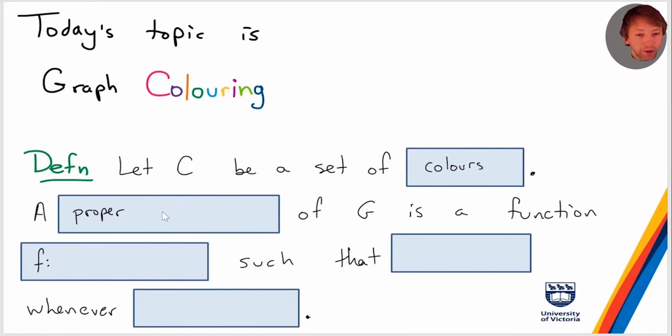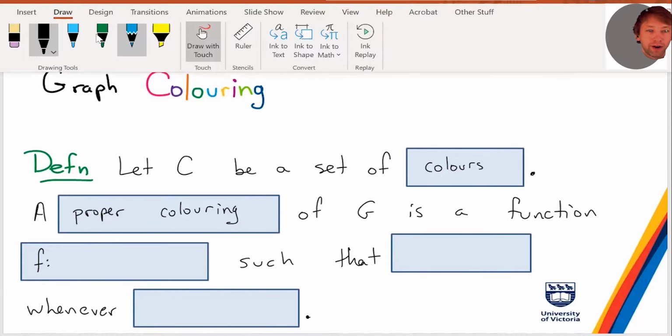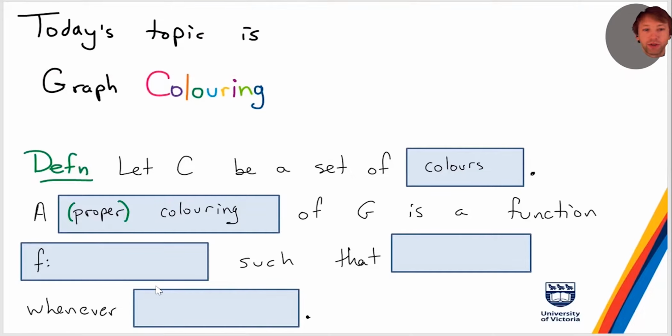So what's a coloring of a graph? We're going to call it a proper coloring, but if I use the word coloring, I usually mean proper coloring. So usually when I say coloring, we're always going to talk about a proper coloring. A proper coloring of G is a function f from the vertex set of G to the set of colors C.